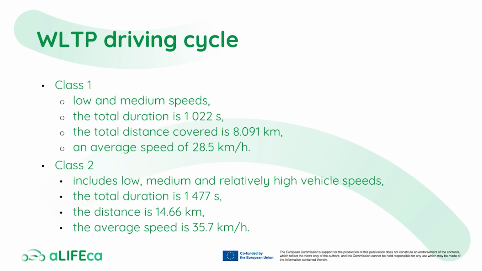The cycle for Class 2 includes low, medium and relatively high vehicle speeds. The total duration is 1477 seconds, the distance is 14.66 kilometers and the average speed is 35.7 kilometers an hour.